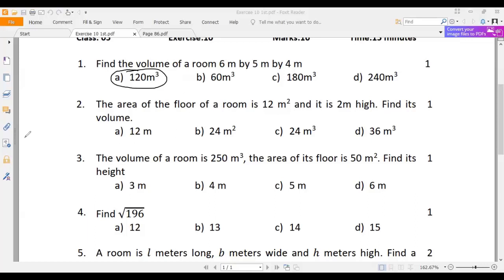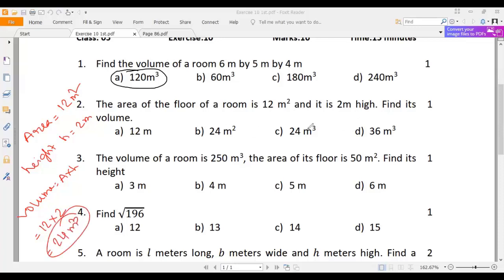Look, here, area of the floor of a room is given, that is 12 square meter. And it is 2 meter high. That means height is also given. Height, h equal to 2 meter. What will be the volume? Simple thing. Volume is equal to area multiplied by height. So area is 12, height is 2. So 12 multiplied by 2, that will be 24 meter cube. That is the final answer of this problem.